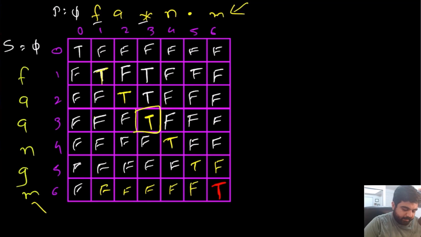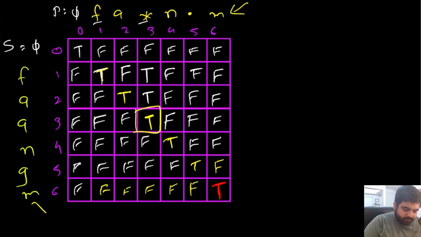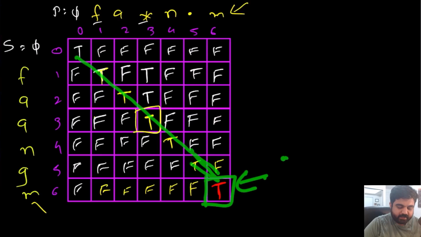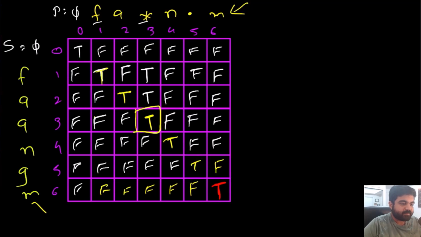Now our dynamic programming table is complete, and all we need to do is check this diagonal value, this last value. Because this last value was true, we can return true in this case, and this would be the answer we need to return. And that is the whole logic behind this problem.